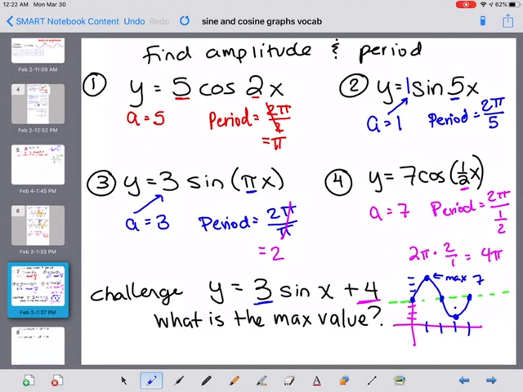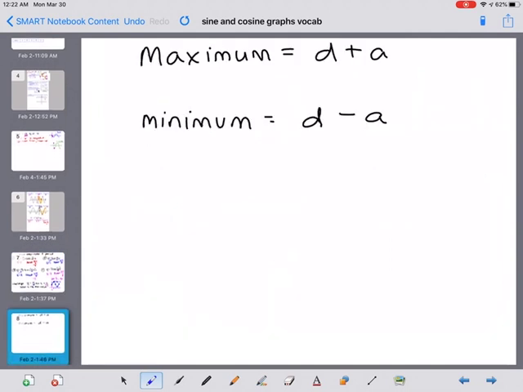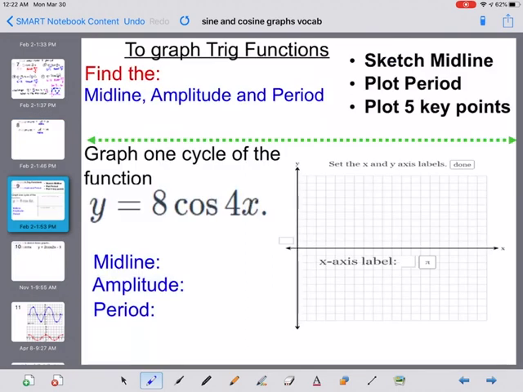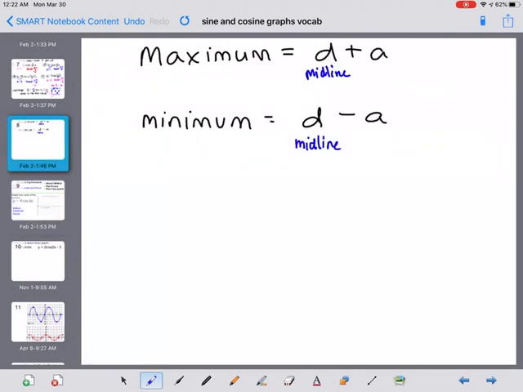Is there a quicker way we could have found that? There is. You can take the D plus the A, so that's the midline or vertical shift, plus the amplitude, and find the max, and then you could take the midline and subtract the amplitude to find the minimum. Okay, we are going to pause there, and that's it for right now.